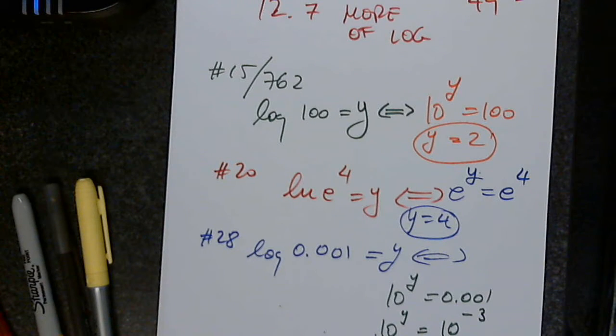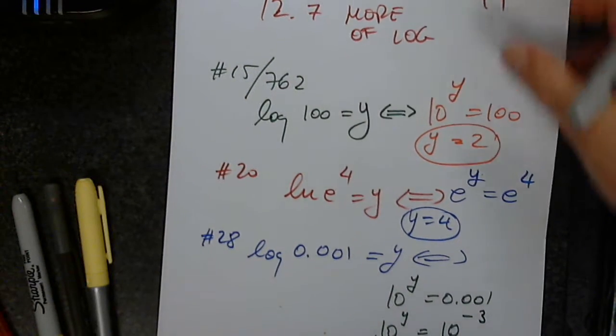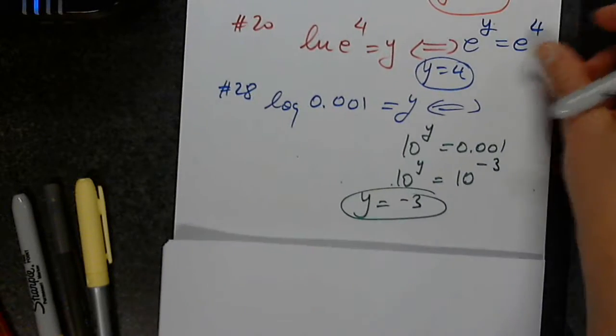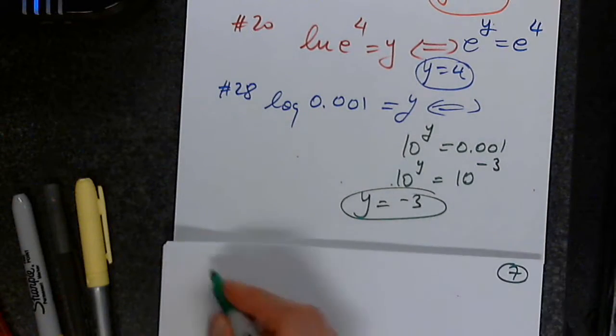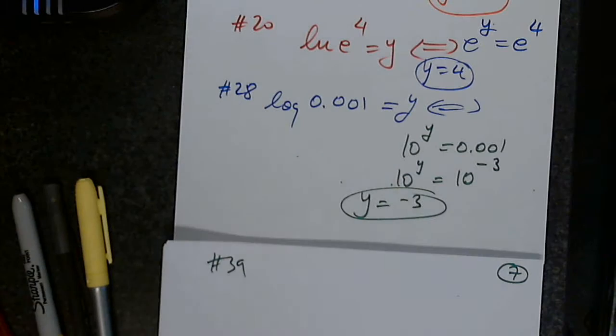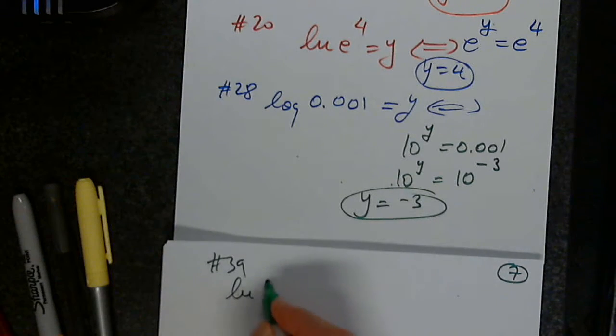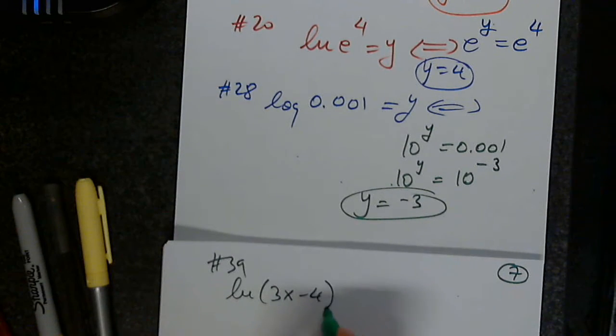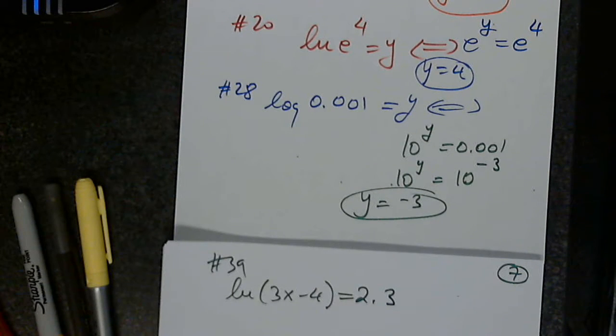Okay, let's solve other equations now. This was not an equation, we were just asked to evaluate. So let's start with 39, and this is the end of chapter 12. 39. Natural log of 3x minus 4 equals 2.3. After this, I'd like to pick a couple of examples for you to work on for a minute.